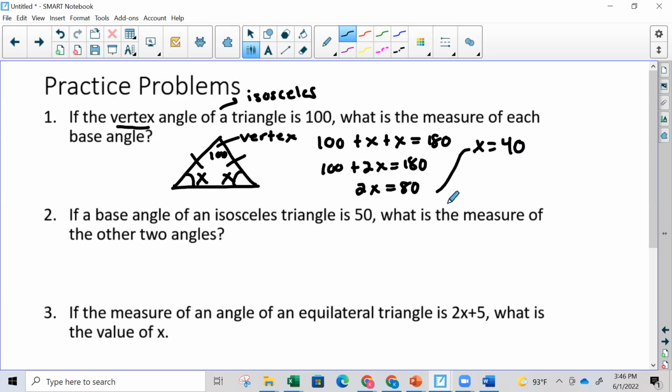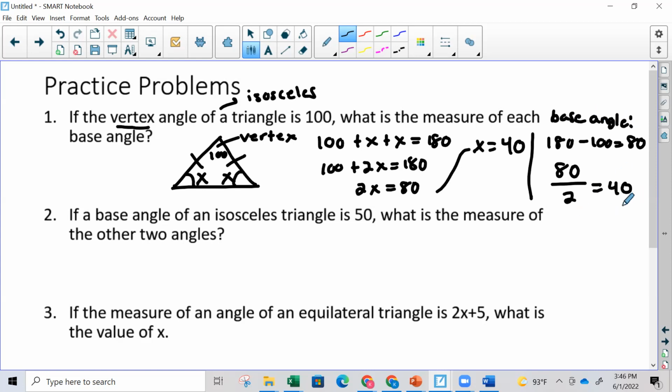If you are not an algebra person and can figure it out without algebra, that's perfectly fine as well. The other way you could do is say, okay, my triangle adds up to 180. I know one of the angles is 100, so I could subtract out that 100 to see how much I get, which would be 80. And then I know that these two angles have to add up to 80 and they have to be equal. So because they have to be equal, I can just divide 80 by 2 and then I would get 40. And so the base angle would be 40 degrees. Okay, so that's two different ways to solve that one.